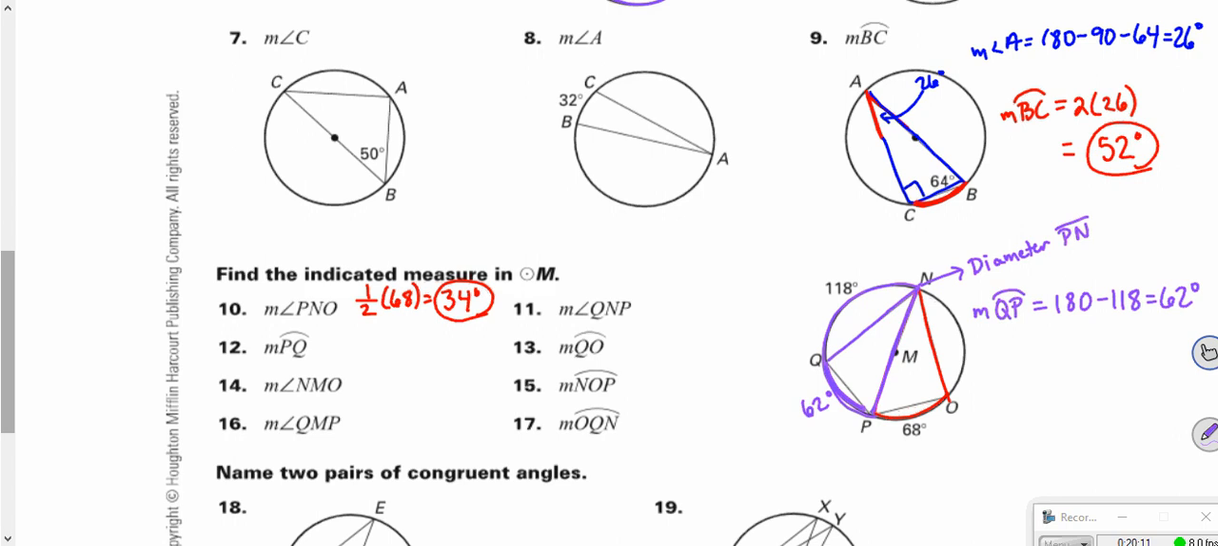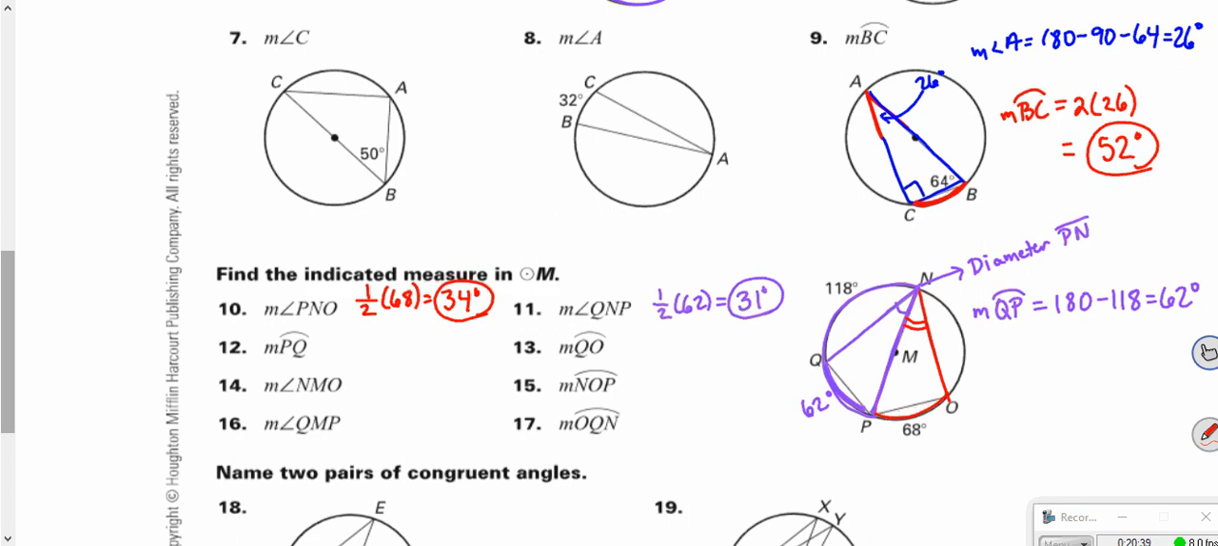So then how do I find the measure of the angle QNP? So this is 1/2 of 62, which is 31 degrees. I hope that makes sense. I know they kind of look like they might be similar or equivalent there, but they are not. This angle is not congruent to that angle. Not the same thing.